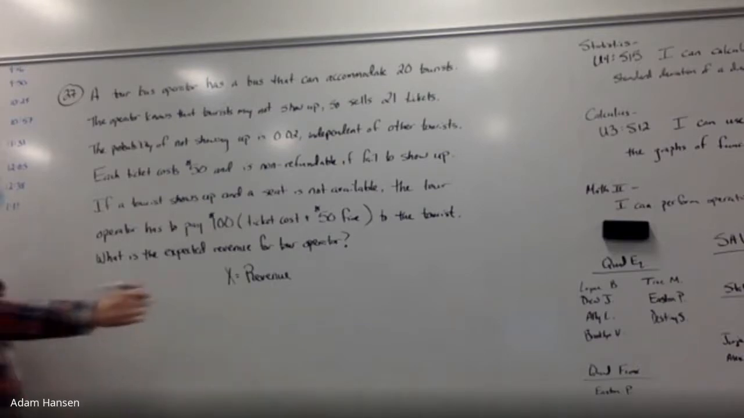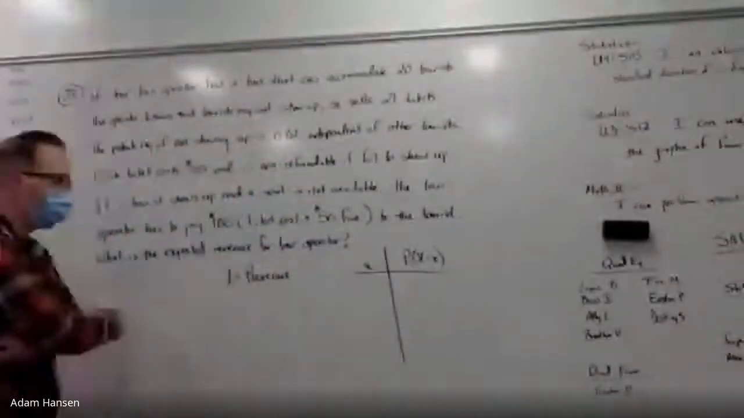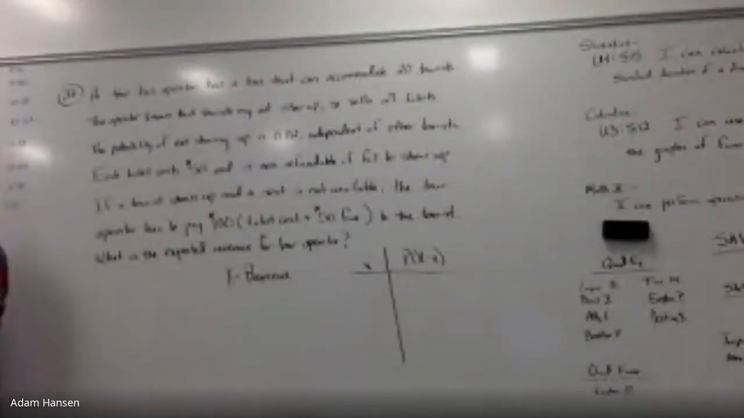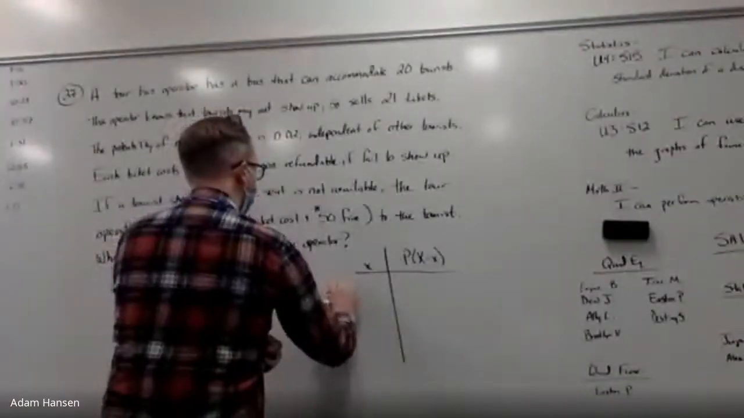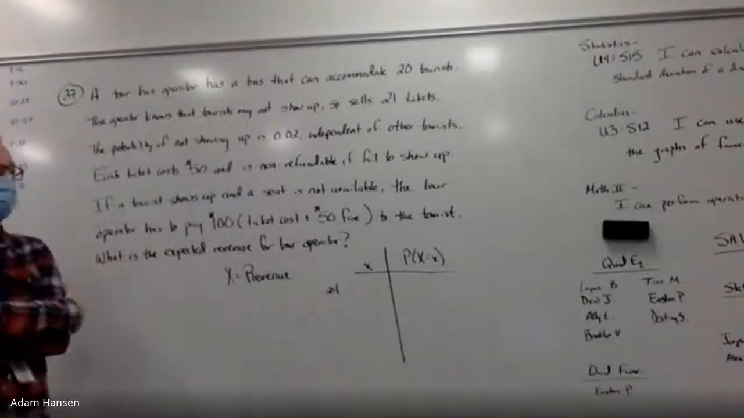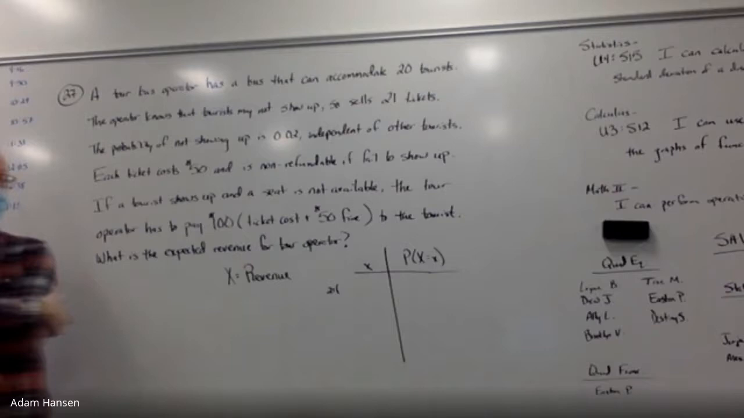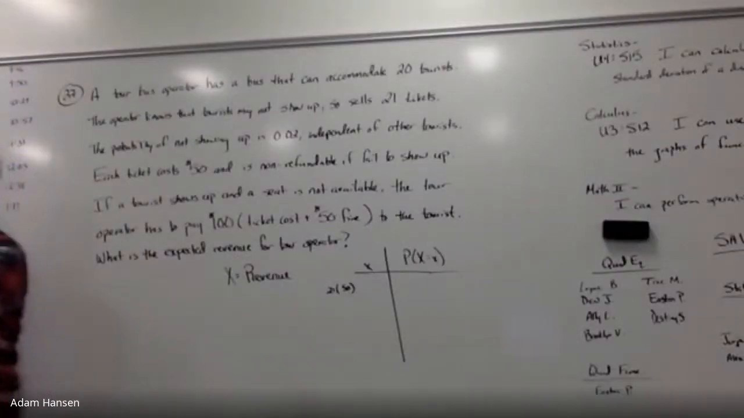What if everyone shows up? Let's try that first. If everyone shows up, all 21 people show up. How much does a ticket cost? $50. The operator has to pay a $100 fine.